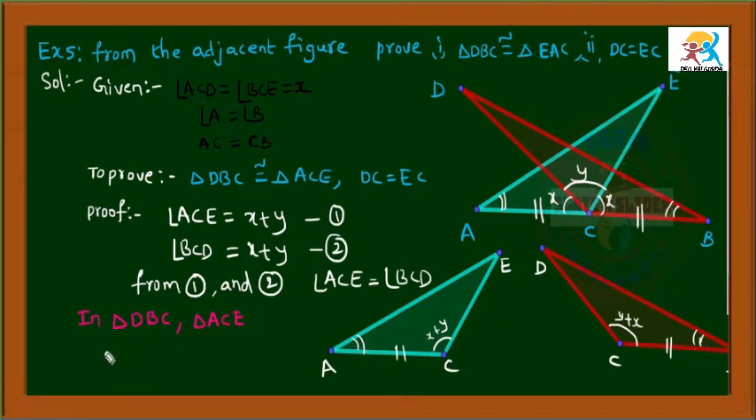Angle A is equal to angle B. This we got from given, and AC is equal to CB. This is also from given, and now itself we have proved that angle ACE is equal to angle DCB.